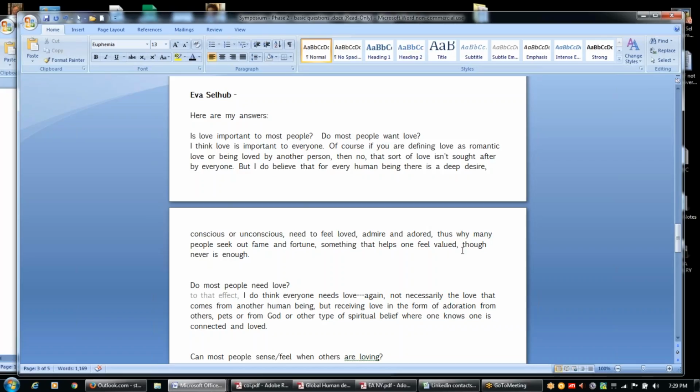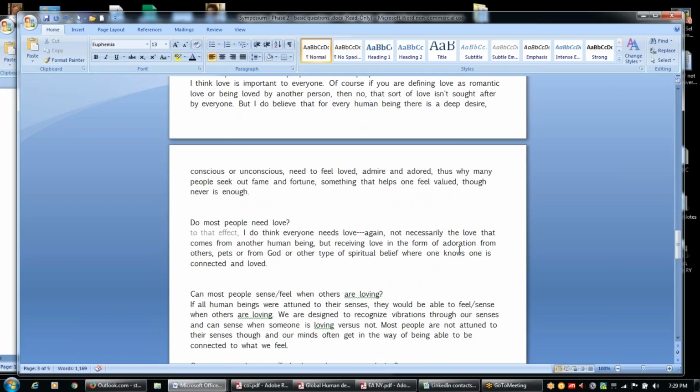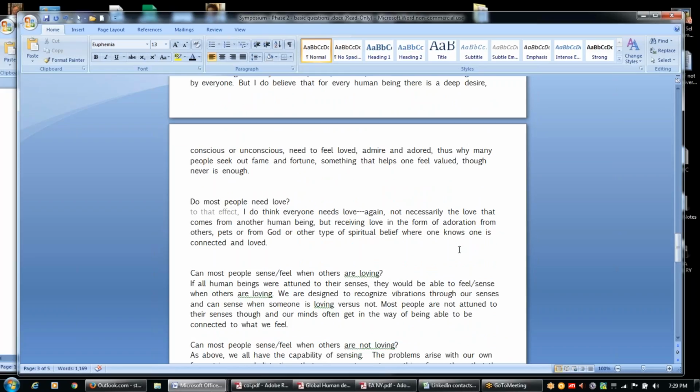Is love important to most people? Do most people want love? I think love is important to everyone. Of course, if you are defining love as romantic love or being in love with another person, then no, that sort of love isn't sought after by everyone. But I do believe that for every human being, there is a deep desire, conscious or unconscious, a need to feel loved, admired, adored. Thus, many people seek out fame and fortune, something that helps one feel valued. And a lot of these people kill themselves, so we have to wonder about admired and adored, whether it really makes people feel loved.